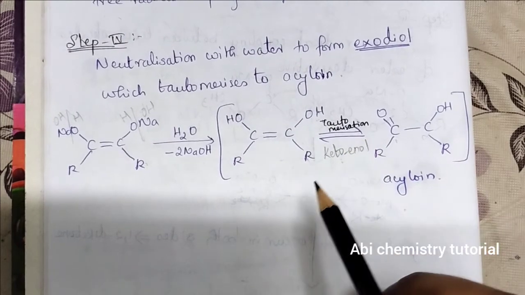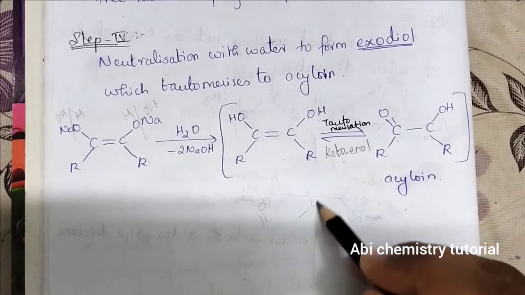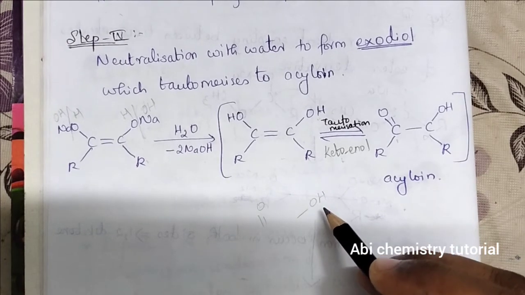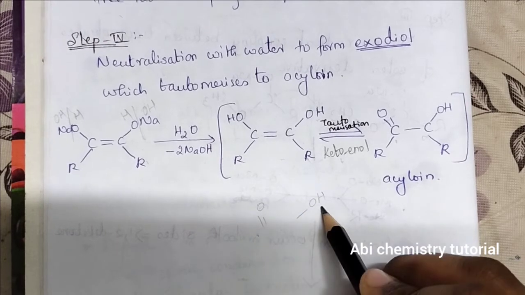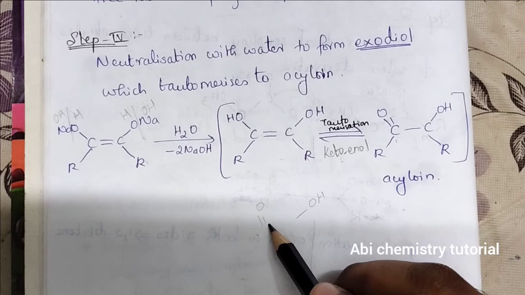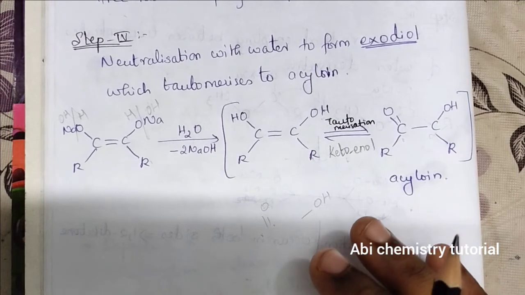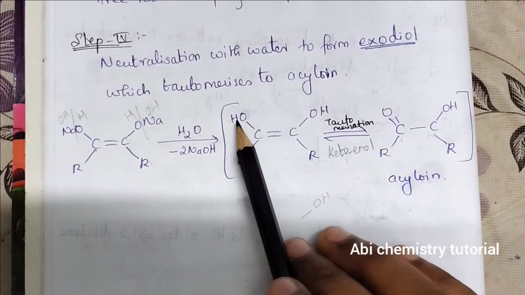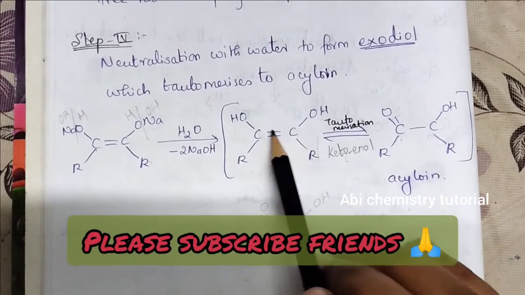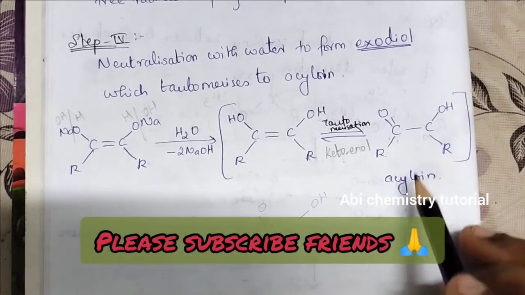So what is keto-enol tautomerism? A keto group, a double bond O group, will be converted to an OH group, that is enol, alcohol group, and this alcohol group can be equally converted to this keto group. So this will remain in an equilibrium. This is called keto-enol tautomerism, and here you can see this H goes here and this bond shifts here to form a ketone. And this is the final product, Acyloin.